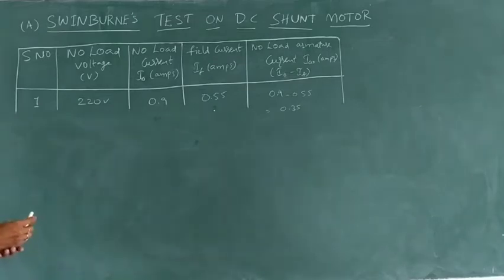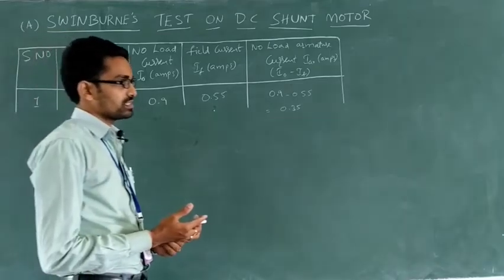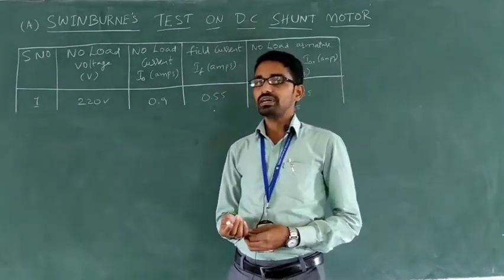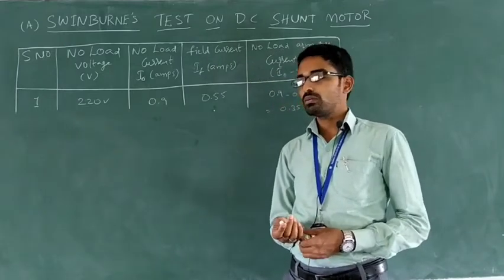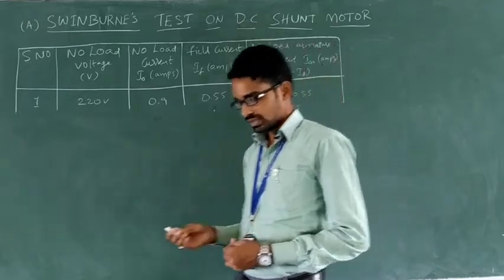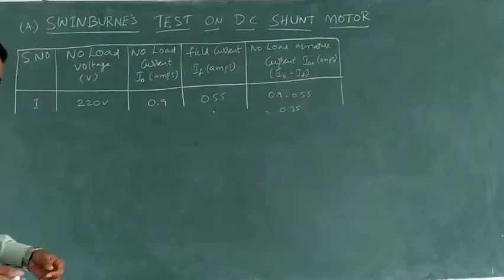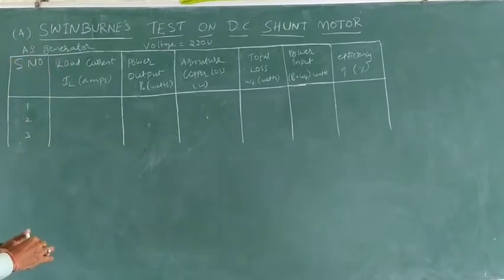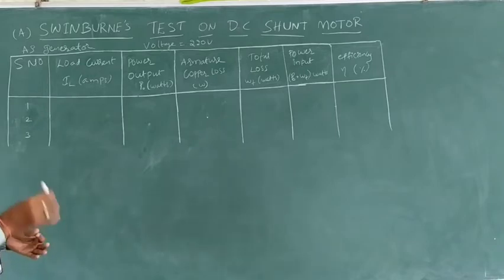First we are going to run this machine as a generator and calculate the efficiency of the machine, and then we are going to run this machine as a motor and calculate the efficiency of that motor. So we are going to see the generator first. Here we are considering the machine as a generator and calculating the efficiency.